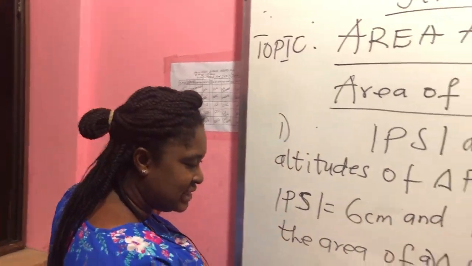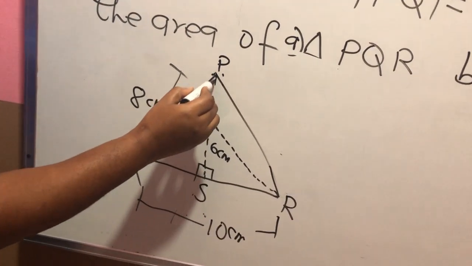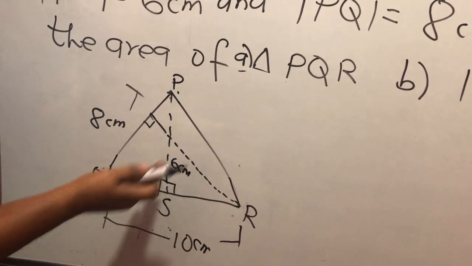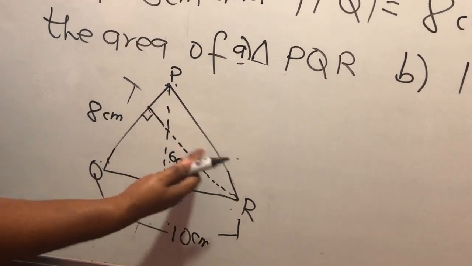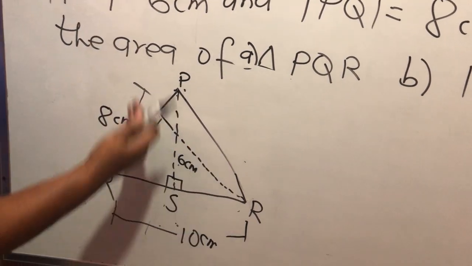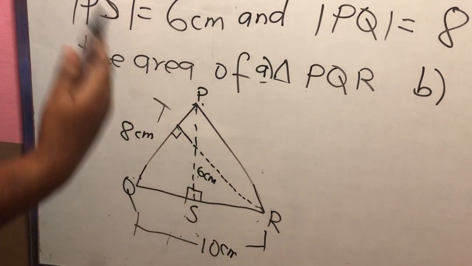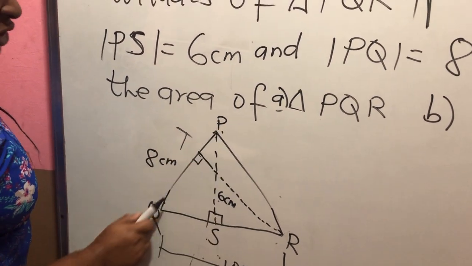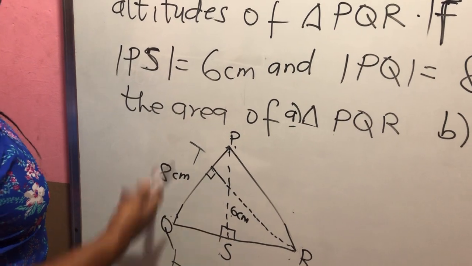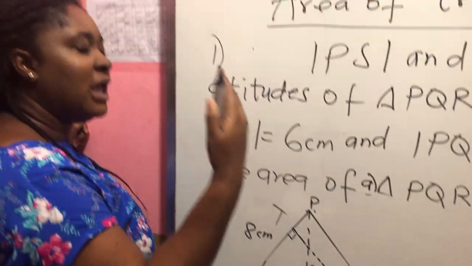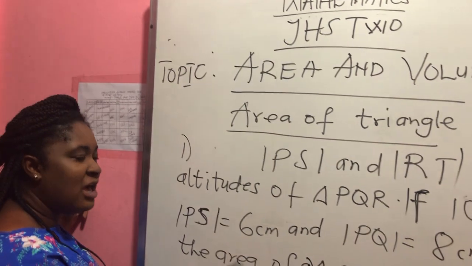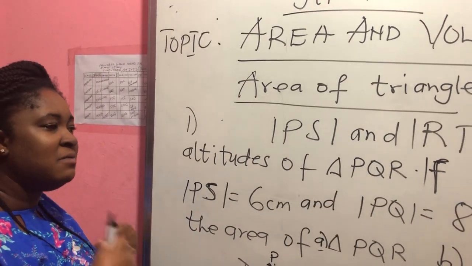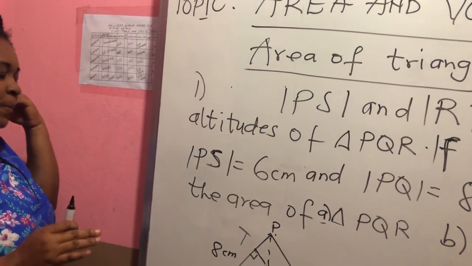So look here, when I pick this height, so this height is what? 6 centimeters. When I pick this height, 6 centimeters, and I pick this base, 10 centimeters, and I multiply it by half, which is the formula for finding the area of a triangle, I'm going to get the area of this whole triangle. That is the same way I can choose to pick this length, which is RT, and pick its corresponding base here, which is 8 centimeters, and that one too will also give me the area of the triangle. So whichever height and its corresponding base you pick, it will all give you the same area of the triangle.